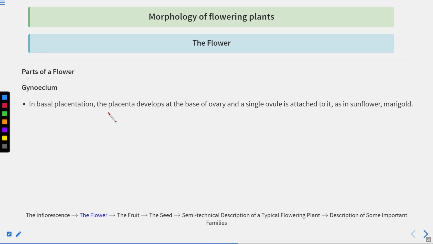In basal placentation, the placenta develops at the base of the ovary and a single ovule is attached to it, as we see in the case of sunflower and marigold. Like this. In the case of marigold and sunflower, it is attached to the base of the ovary. So this is called basal placentation. You must remember examples in every type of placentation.